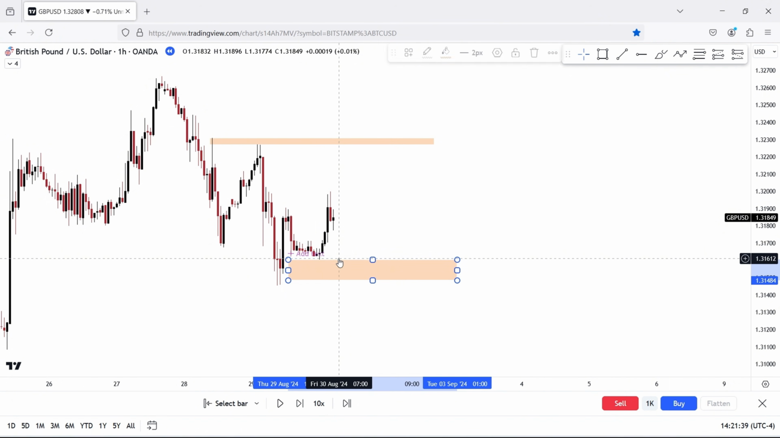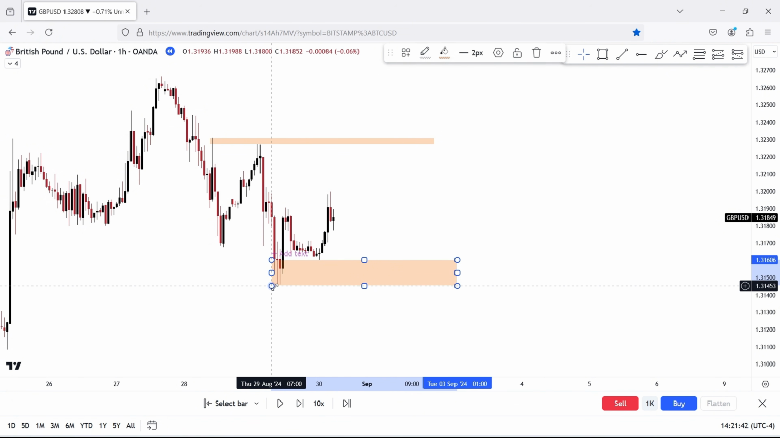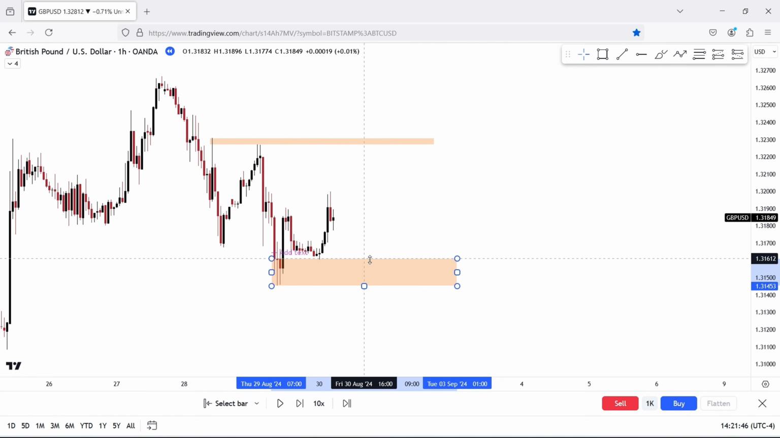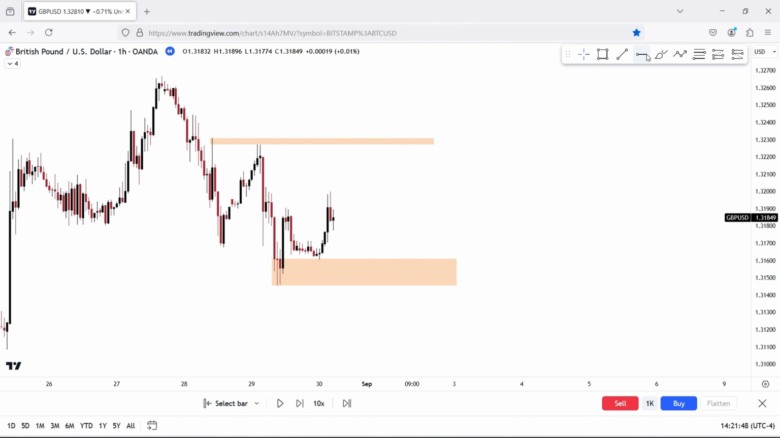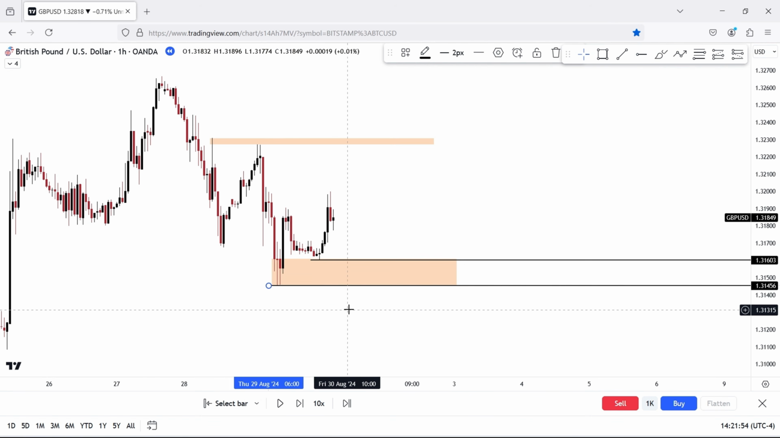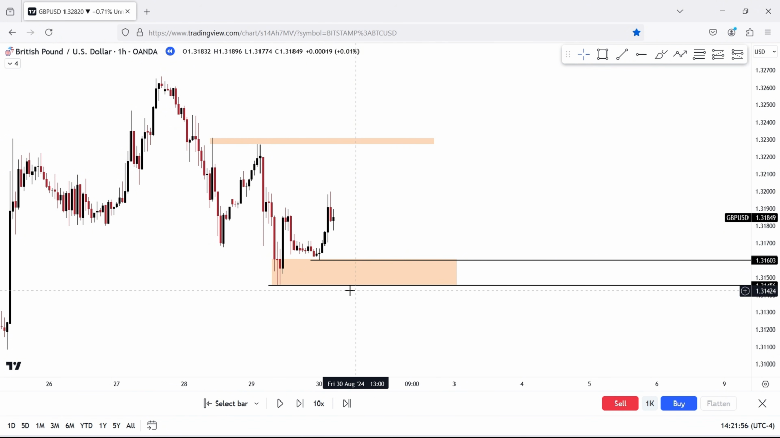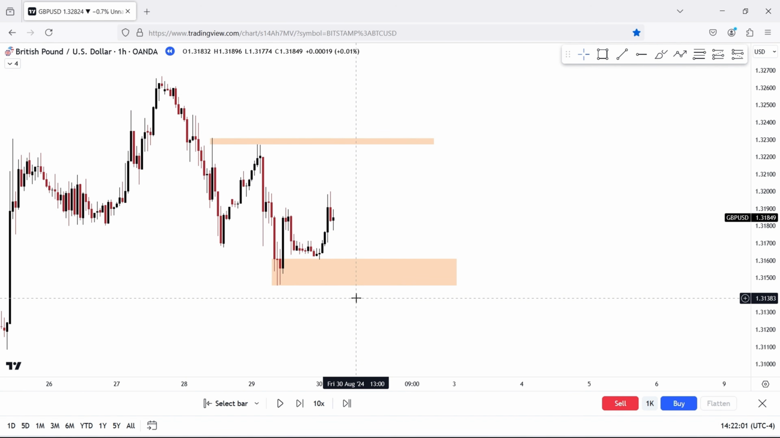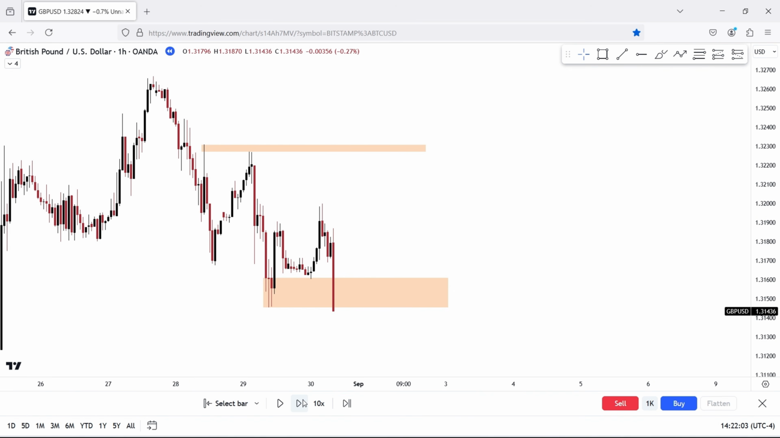And why are we marking it like this? Because obviously you have this level of liquidity and you have this level of liquidity. So instead of marking both levels, we're just going to mark it as an entire zone because it is clean traffic. And price took out both levels.